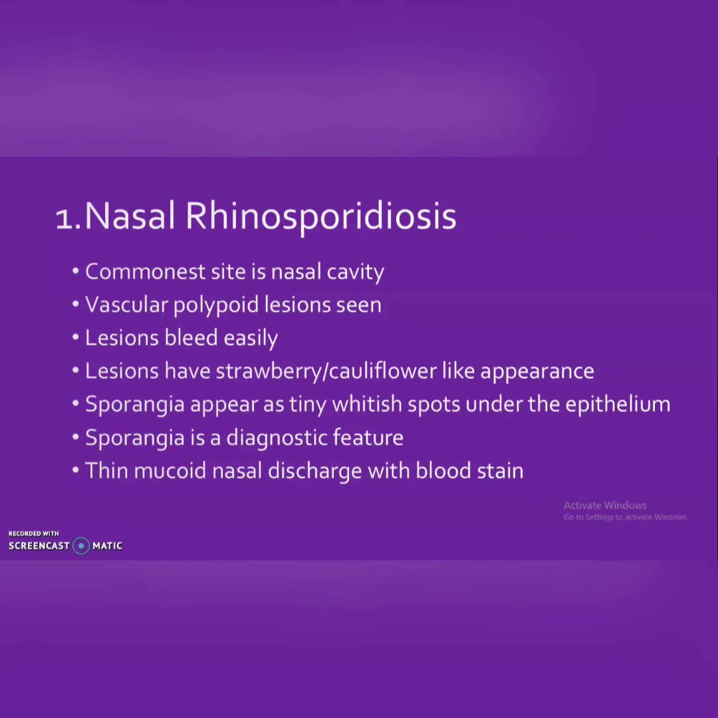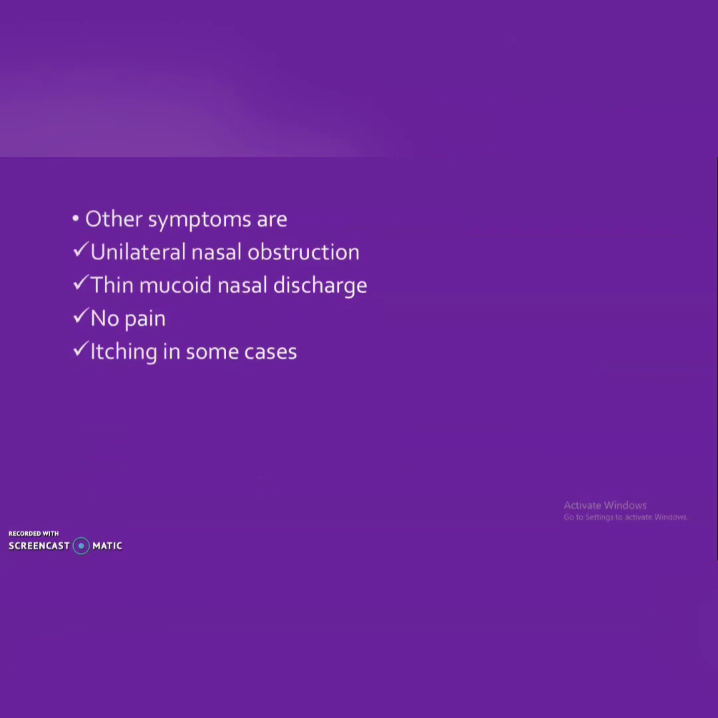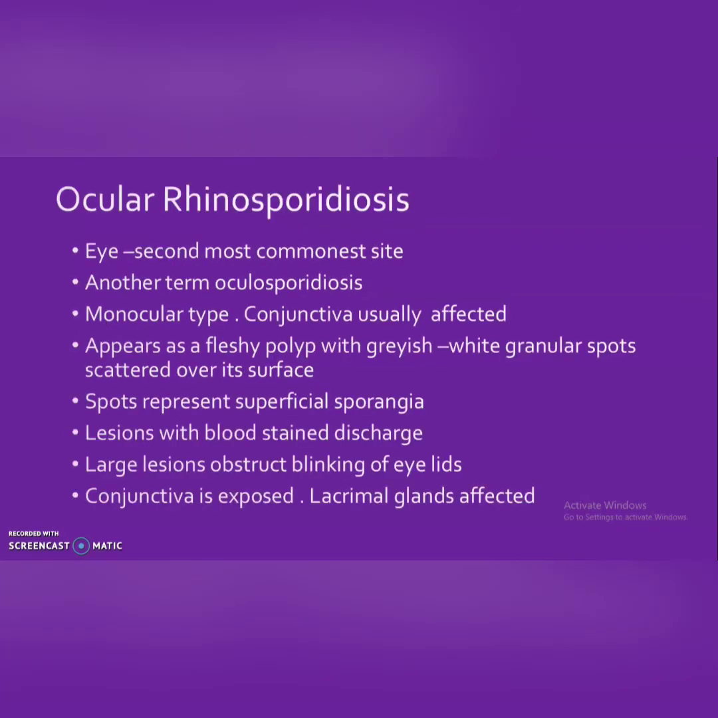These whitish spots can be easily demonstrated, and the sporangia are a diagnostic feature. Then nasal discharge with blood stain can also be seen. Other symptoms are unilateral nasal obstruction and thin mucoid nasal discharge, and there will be no pain; itching has been reported in some cases.